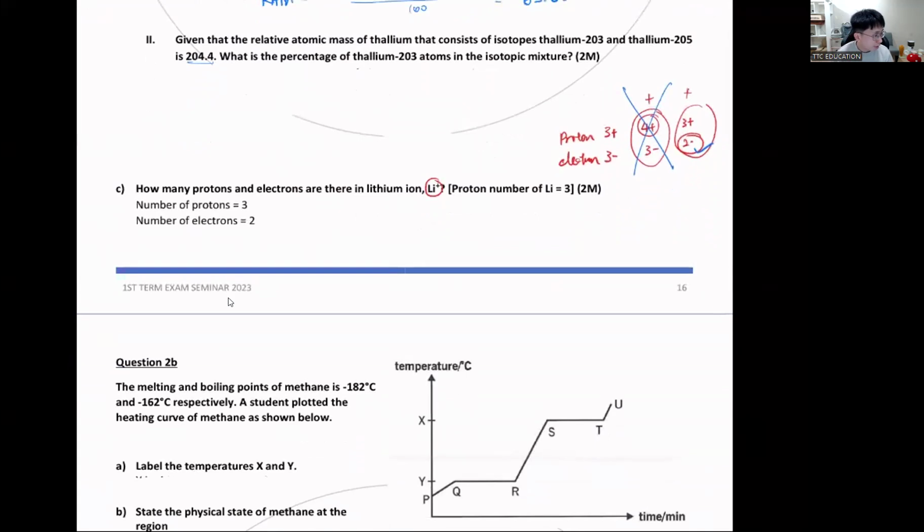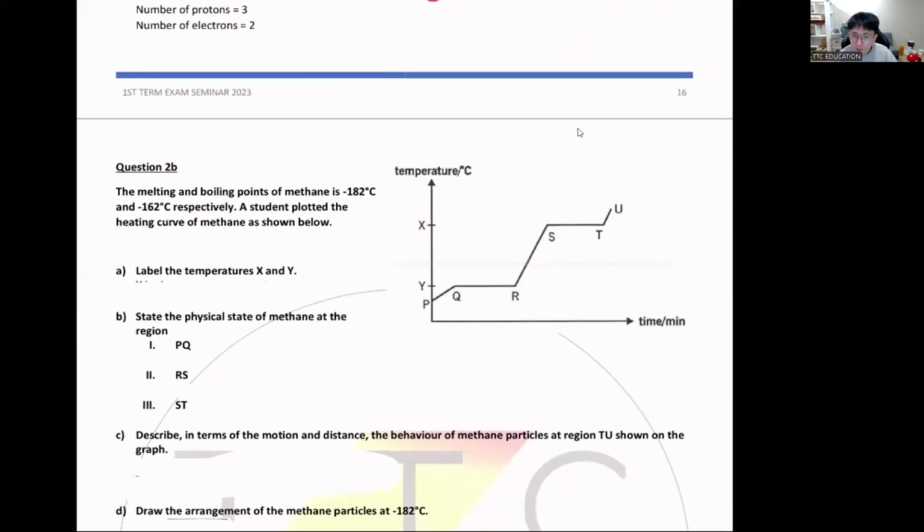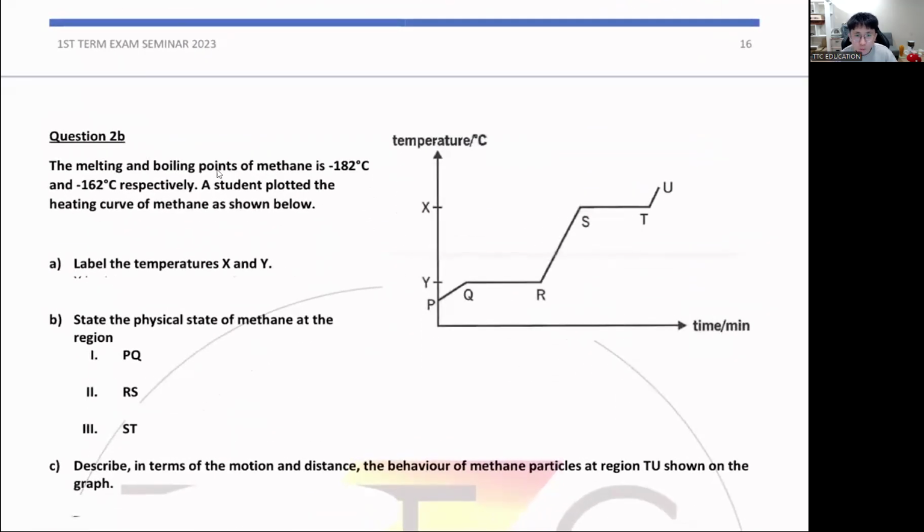Okay, all good, should be fine. Okay, going down. This one is heating curve. Let me do one question of this. We have melting point, boiling point of methane is -182 and -162 respectively. He plotted a heating curve of methane. Label X and Y. So guys, -182 and -162, who shall be X, who shall be Y?